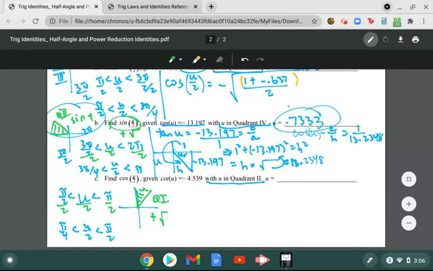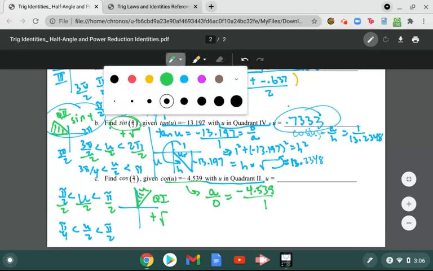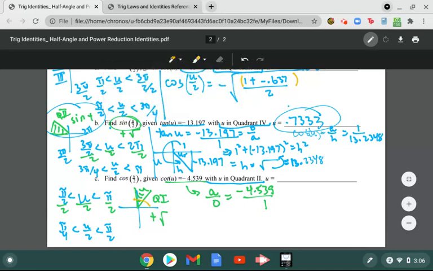The next thing we need to do is to get to that cotangent. So cotangent is, SOHCAHTOA, tangent is opposite over adjacent, so this is adjacent over opposite. Negative 4.539 over 1. If I were to draw this triangle or get an idea of what this triangle would look like over here in quadrant 2, adjacent is negative 4.539. My opposite side is 1.